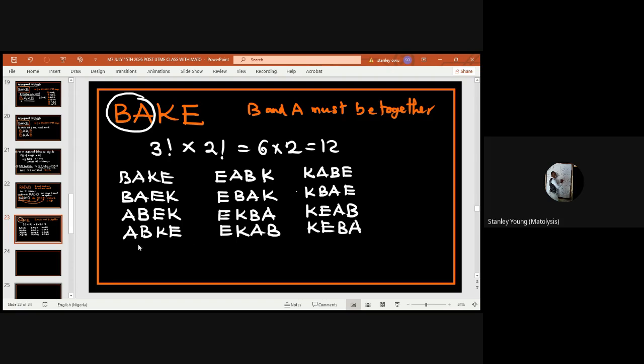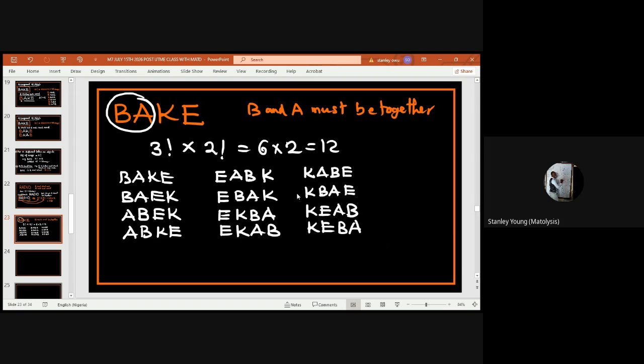Do you agree that everything like this is 12? Look at it carefully. Do you agree that it's 12? It's 12. Good. So these are the number of ways you can rearrange the letters in the word BAKE so that for every case A and B must always be together. So I decided to demonstrate it for you so that your brain can accept it.